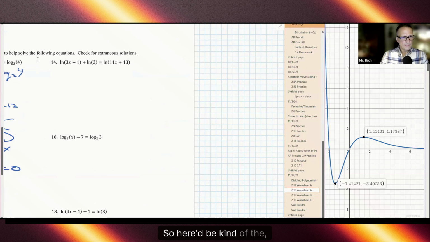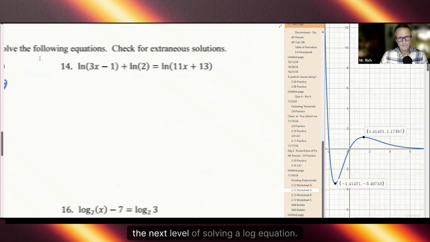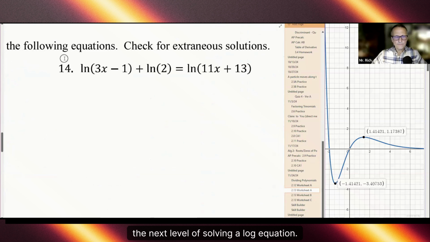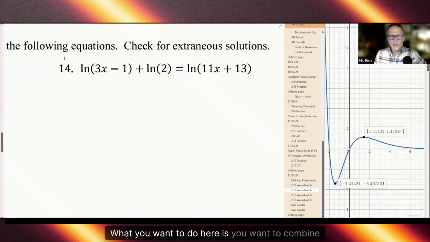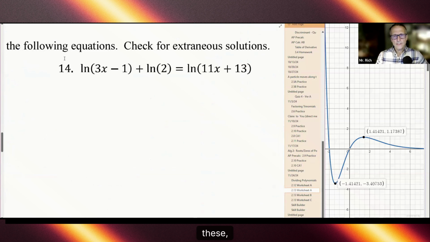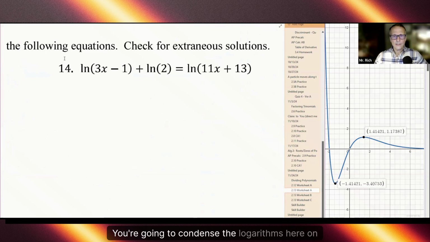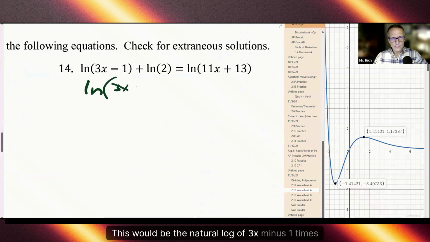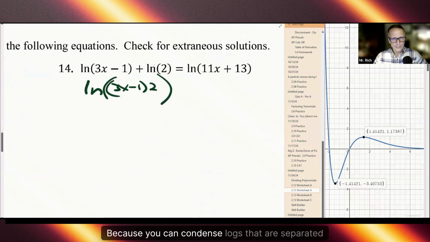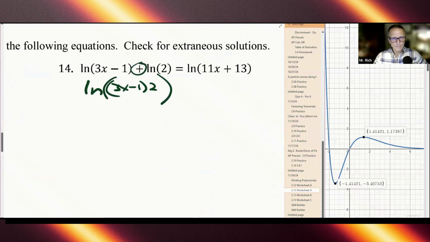So here'd be kind of the next level of solving a log equation. What you want to do here is combine these logarithms. You're going to condense the logarithms on the left-hand side. This would be the natural log of (3x minus 1) times 2, because you can condense logs that are separated by plus as long as they have the same log base. You can condense them into one log through multiplication.